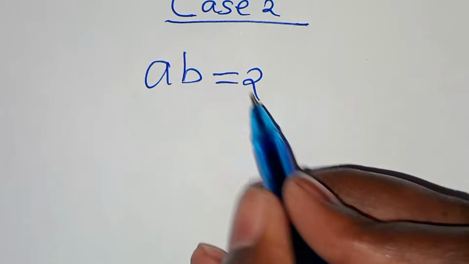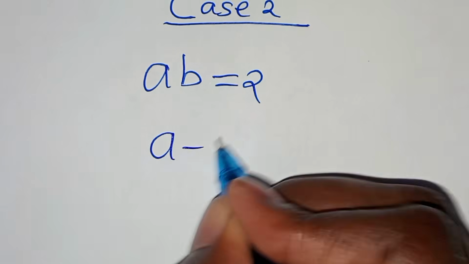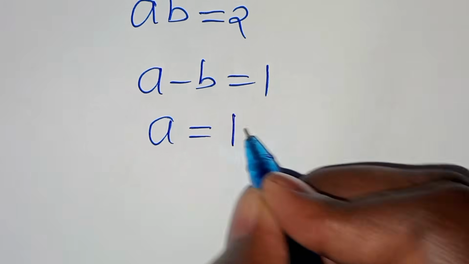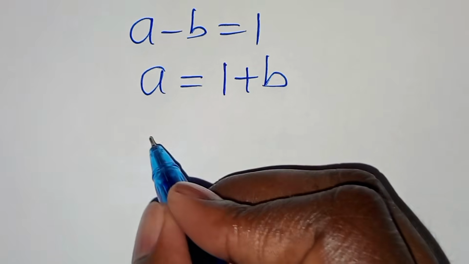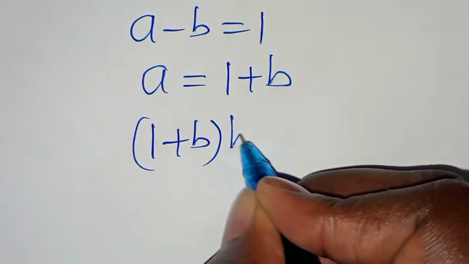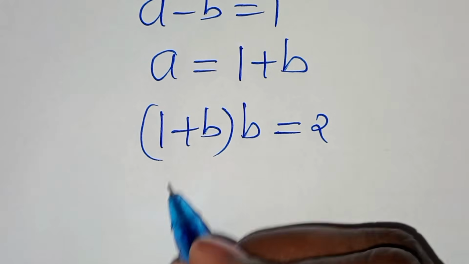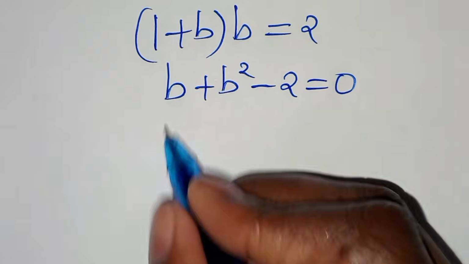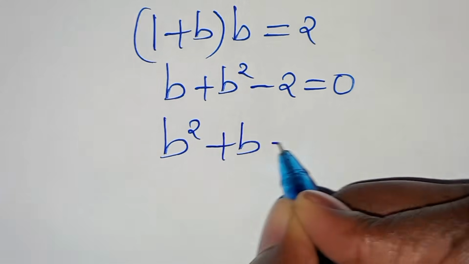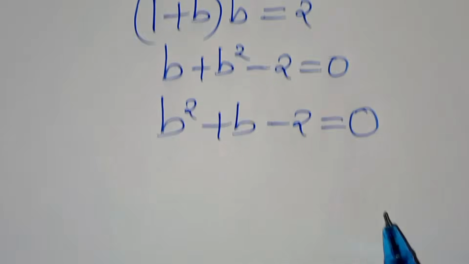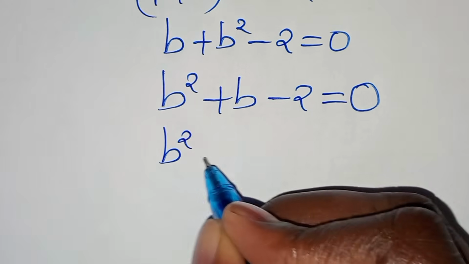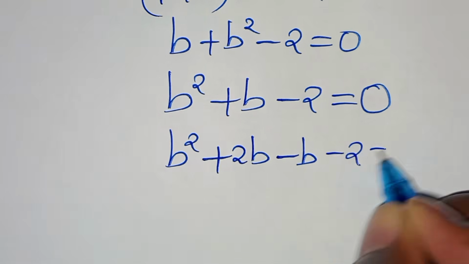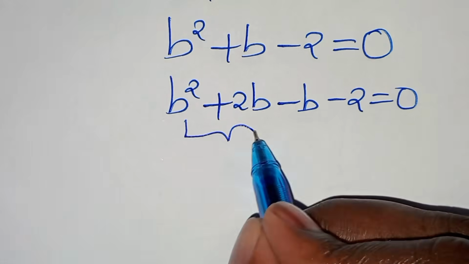In case 2, we have ab is equal to 2. And if you recall, we have a minus b equal to 1, so that a is equal to 1 plus b. So this means that 1 plus b times b is equal to 2. So this is b plus b to the power of 2, subtract 2, this is equal to 0. Let's form a quadratic equation here, which we can solve by factorization method. So this is b to the power of 2, then plus 2b minus b minus 2, this is equal to 0.